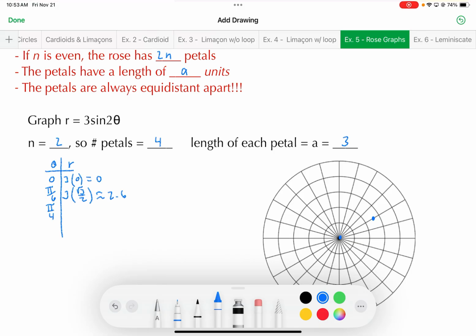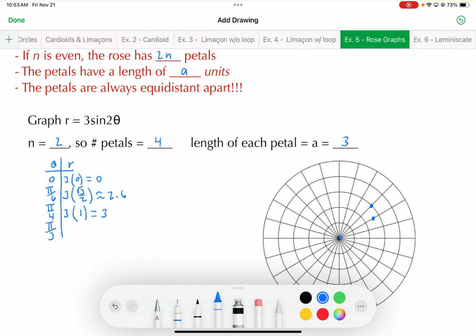Okay, next we'll use pi over 4. Well, it'll get doubled to become pi over 2. Sine of pi over 2 is 1. So we get a nice 3. And that point right there, that's going to be the furthest point on the petal away from the pole to match the fact that the length of the petal has to be 3.